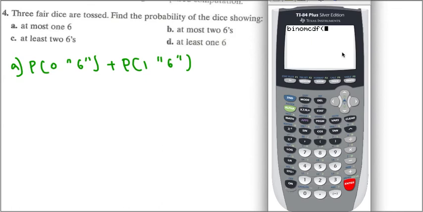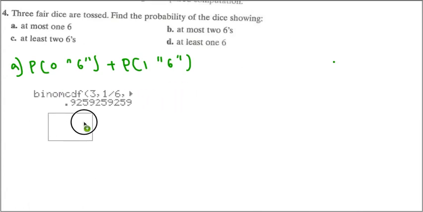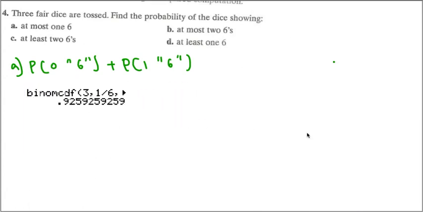how many times am I tossing? I'm tossing 3 times. That goes in here. What's the probability of what we are looking for happening? I want to get 6. That means it's 1 out of 6 possibility for each time. And at most, how many times am I looking at? 1. So this incorporates 0 and 1 together. Then this becomes our answer.